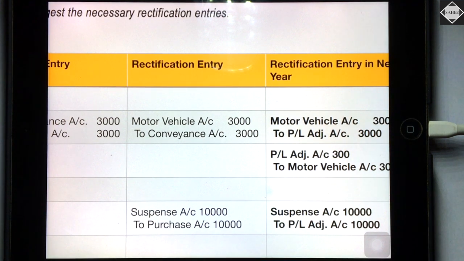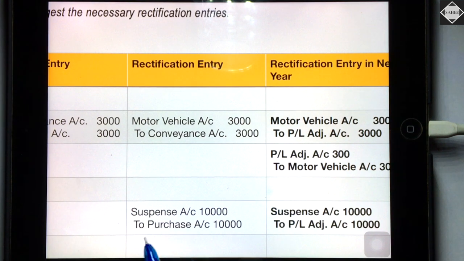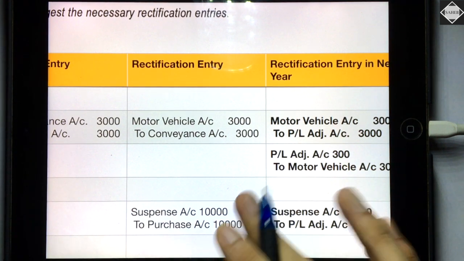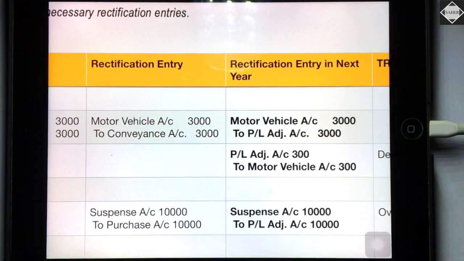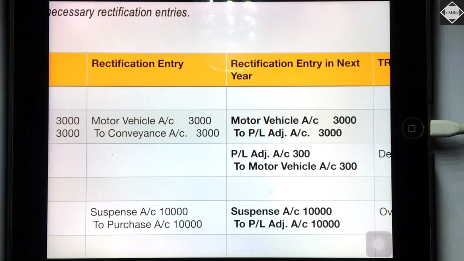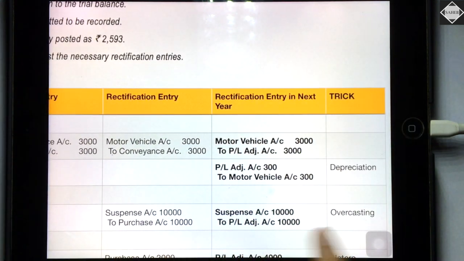10,000. Easy? Yes. But in the next year, you cannot debit or credit the purchase account. You all know the exception. So what will you do? Just replace that with the P&L adjustment account. Okay. So you have the entry: suspense account debit to P&L adjustment account. Easy? Yes. This was an overcasting error.